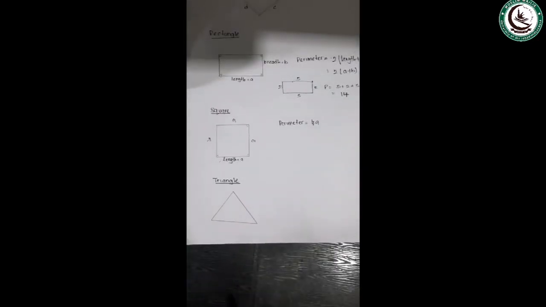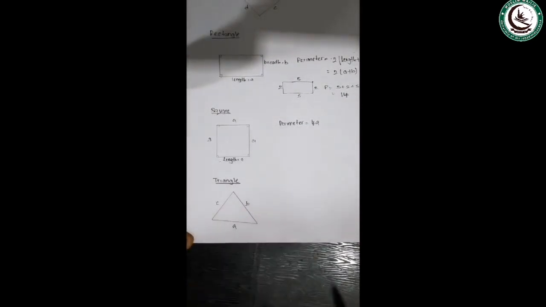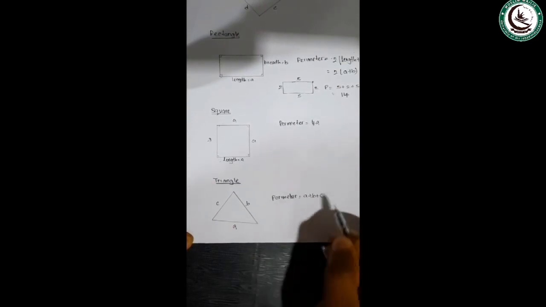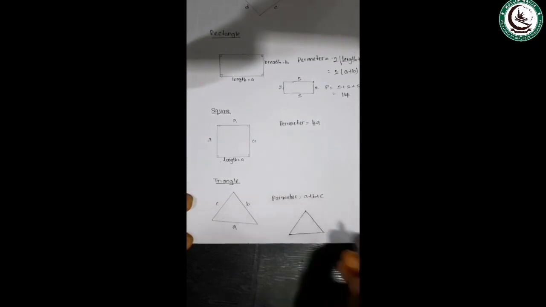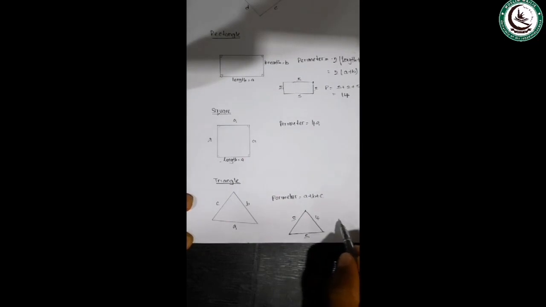Next, the perimeter of a triangle. If this is A and this is B and this is C, we have to add up these 3. So the perimeter is equal to A plus B plus C. For example, if we consider 3, 4 and 5, the perimeter is equal to 3 plus 4 plus 5. That is equal to 12.